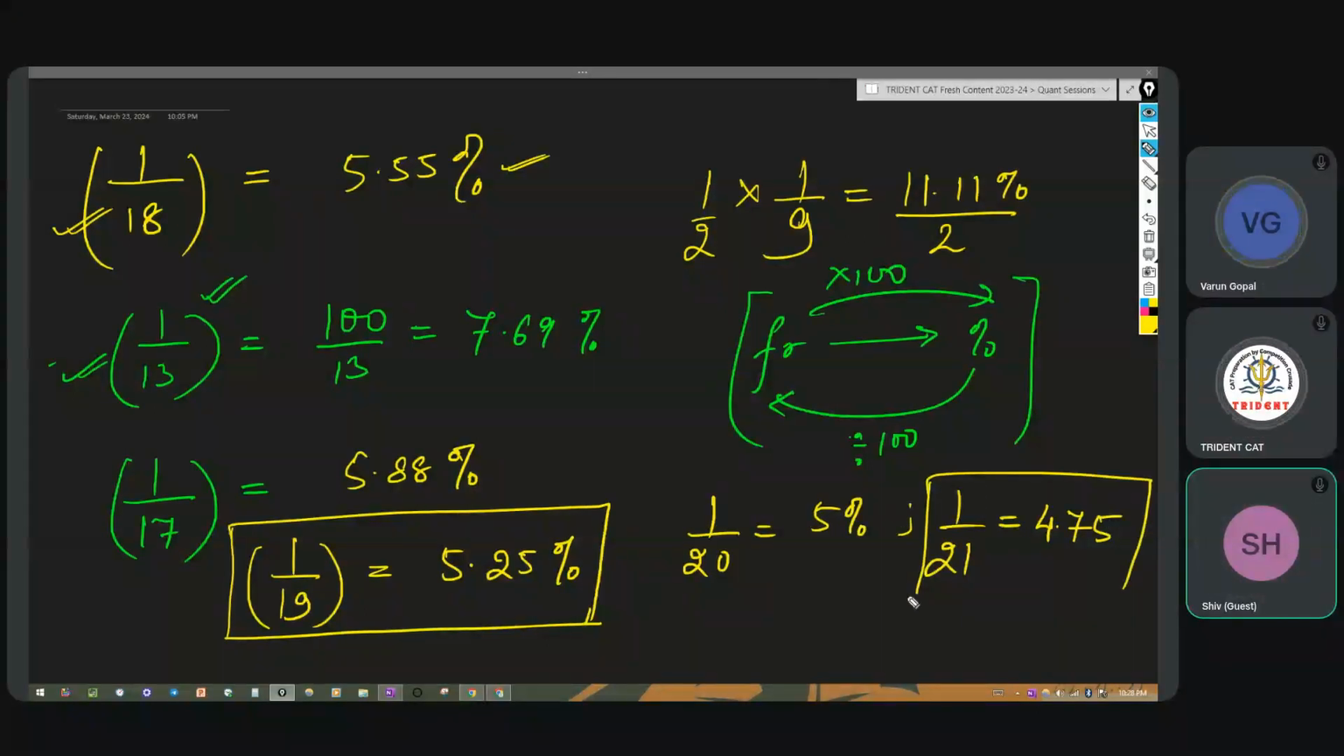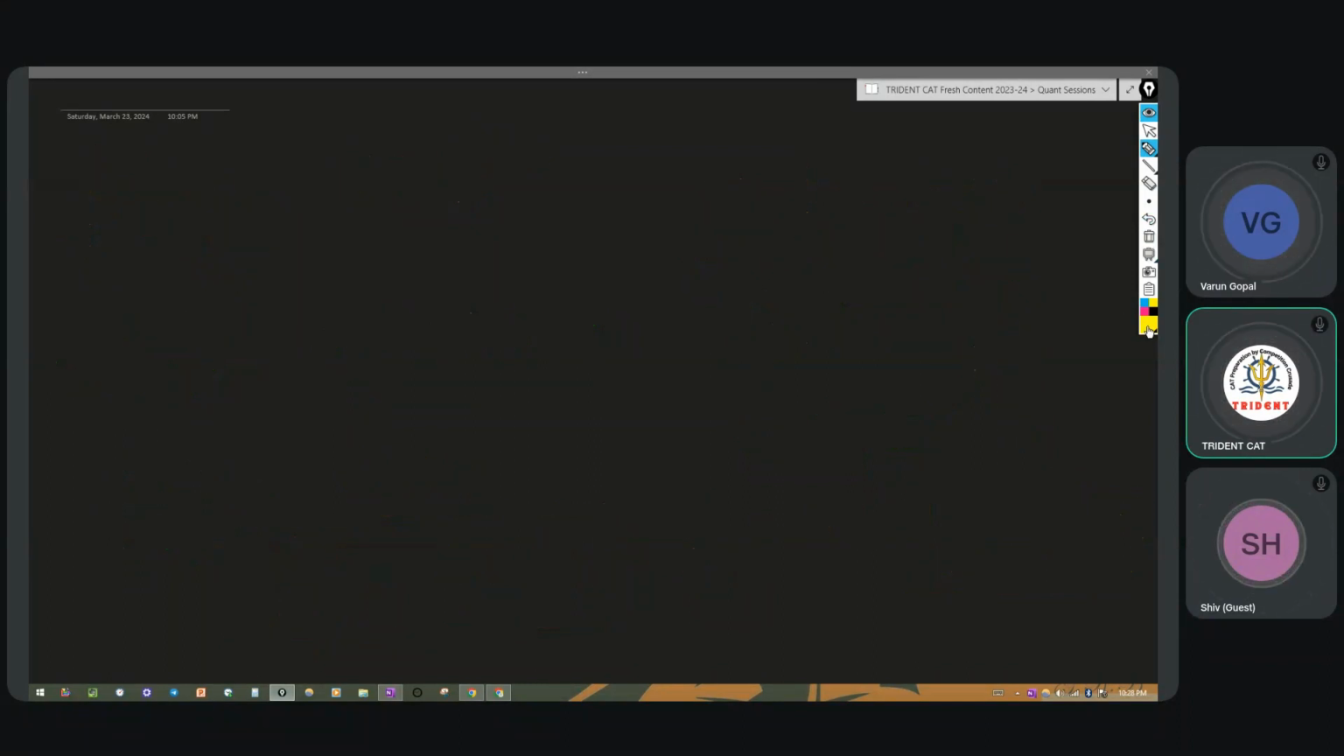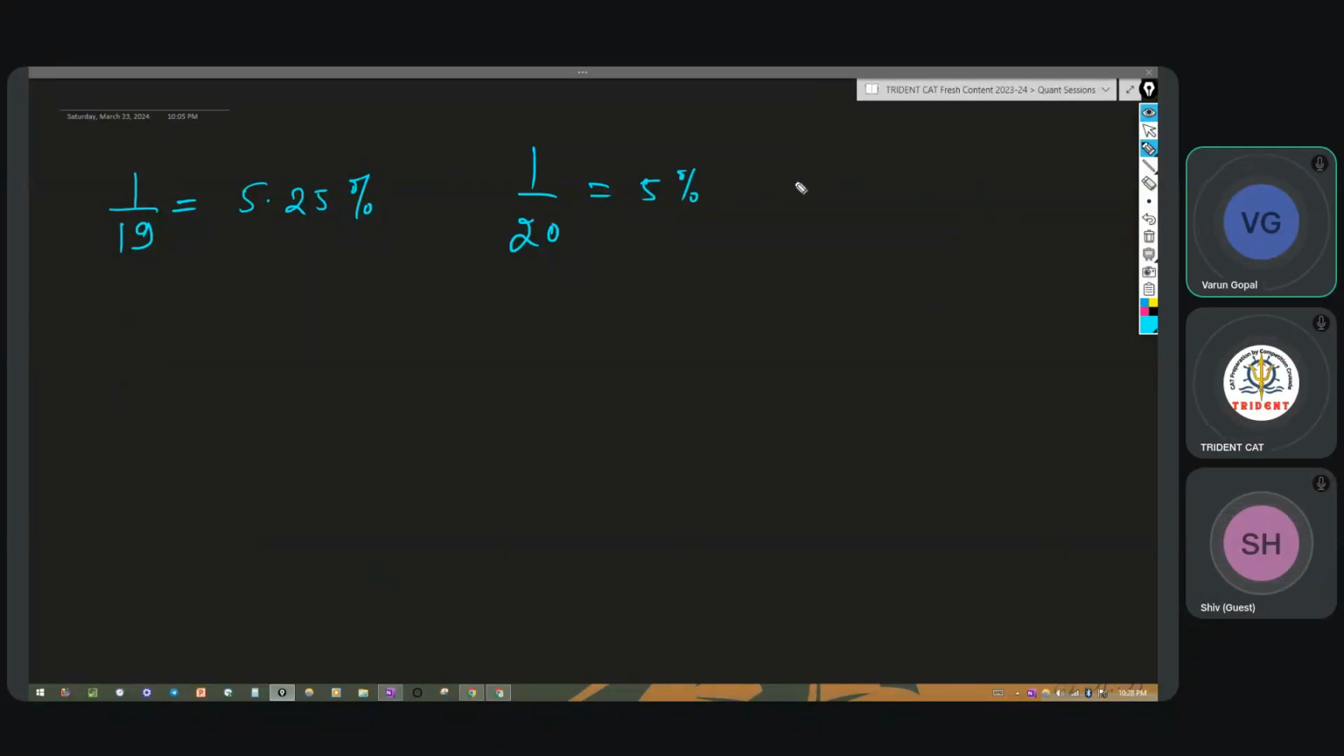But then again, please take a mental note. I will remember it like this, 4.75. Now I will take you to the idea that I was talking about. Okay, now pay attention to this. 1 upon 19, just now I said, please pay attention to this, like 5.25%. 1 upon 20 is 5%. And 1 upon 21 is nothing but 4.76, but I'm writing it like 4.75%.